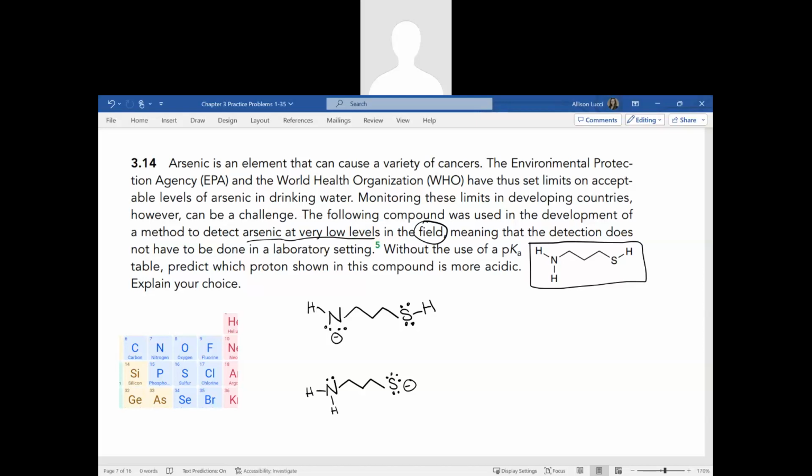So we're asked here to look at this structure and, without using pKa tables, figure out a way to predict which proton is more acidic. And then we'll give an explanation of our choice.